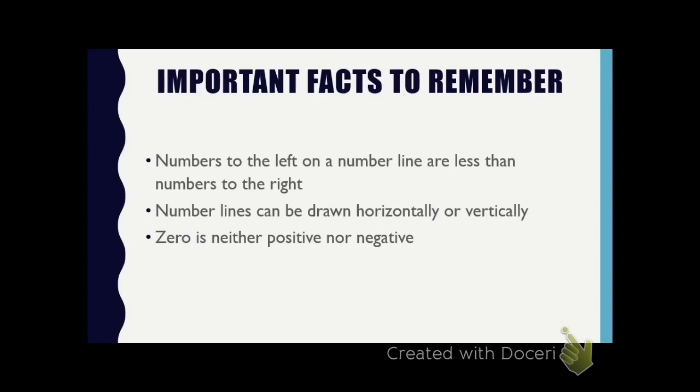And then make sure you understand that number lines can be drawn horizontally or vertically. And I will give you some examples with both of those today. And don't forget, 0 is neither positive nor negative.